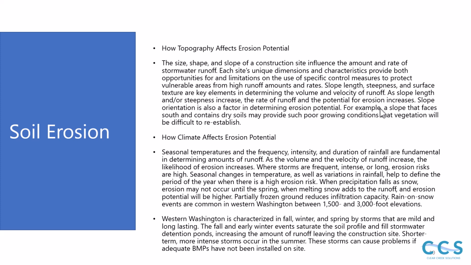Rain on snow events are common in western Washington, between 1,500 and 3,000 foot elevation. Western Washington is characterized in fall, winter, and spring by storms that are mild and long-lasting. The fall and early winter events saturate the soil profile and fill stormwater detention ponds, increasing the amount of runoff leaving the construction site. Shorter-term, more intense storms occur in the summer. These storms can cause problems if adequate BMPs have not been installed on site.